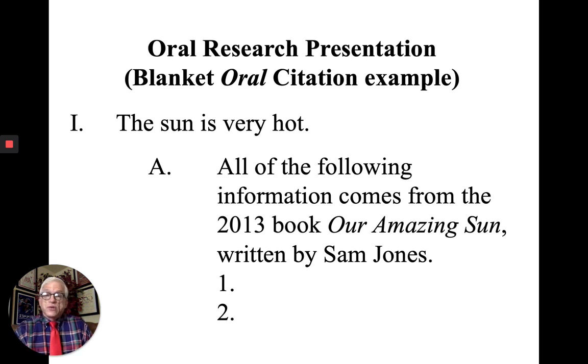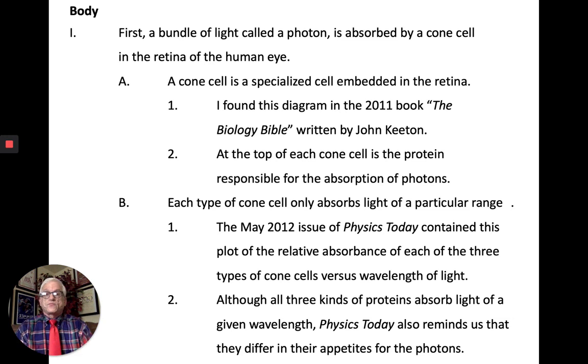The other thing is you can create what we call a blanket oral source citation. Let's say you know all of the information in your first subpoint of your main point comes from the same source. You don't have to keep citing the source over and over again. What you could do is say something like this. The sun is very hot. All of the following information comes from the 2013 book, Our Amazing Sun, written by Sam Jones. Now my audience knows that all the information that comes after that is from that same source, and I don't have to keep repeating that source until I start offering information that came from another source.